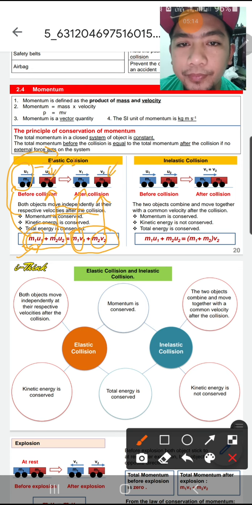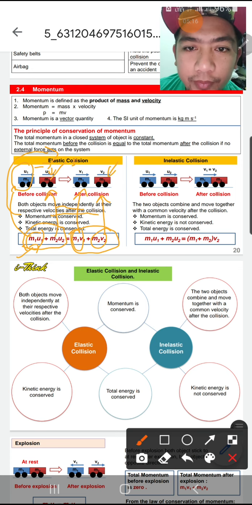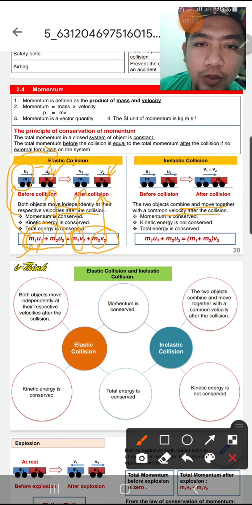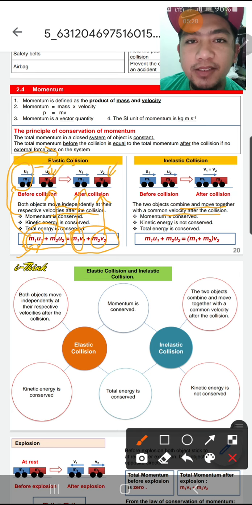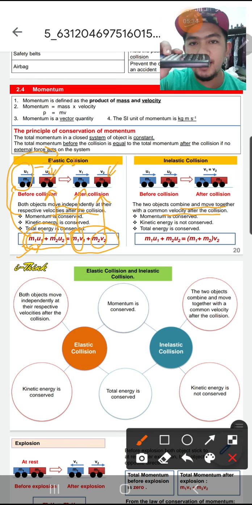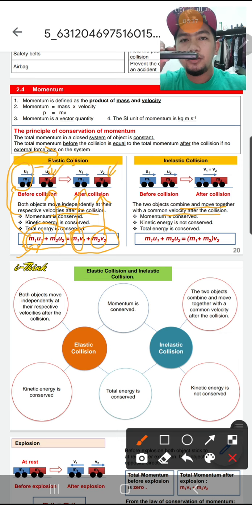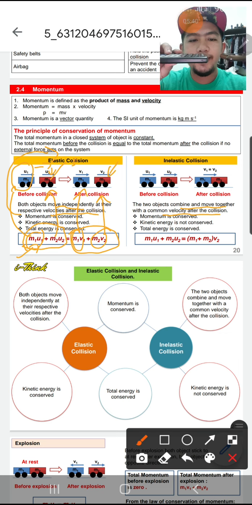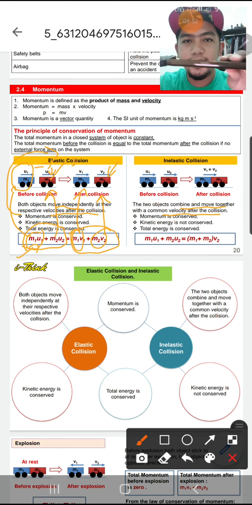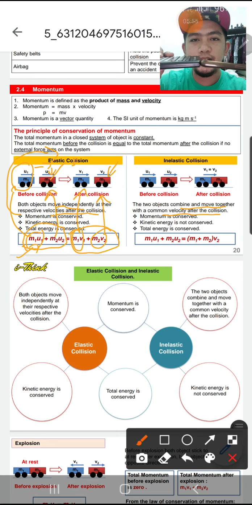Alright, so what is inelastic collision? The two objects combine and move together with a common velocity after the collision. This is the difference from the elastic collision. The question is like this: this one is the red car and this one is the blue car. The blue car collides with the red car, and then they are moving together. This is the difference from the elastic collision.